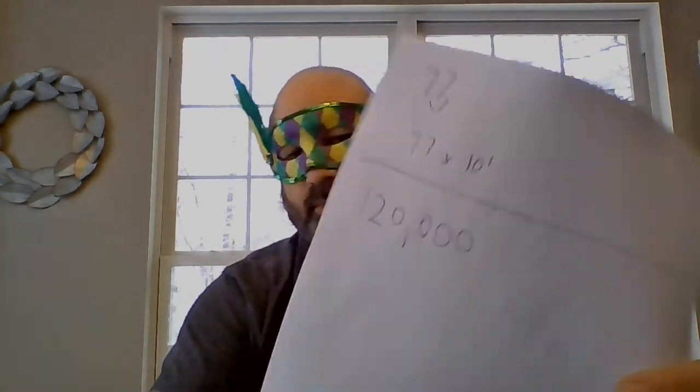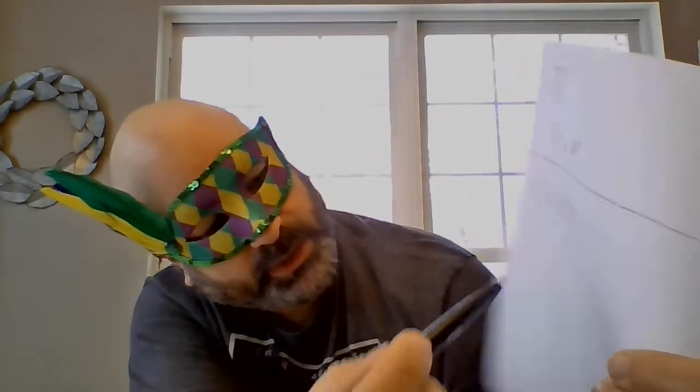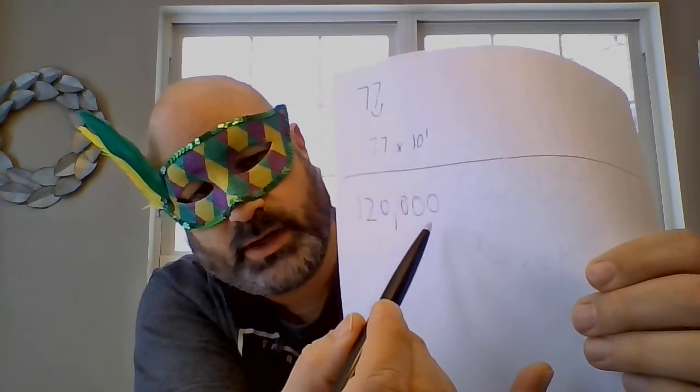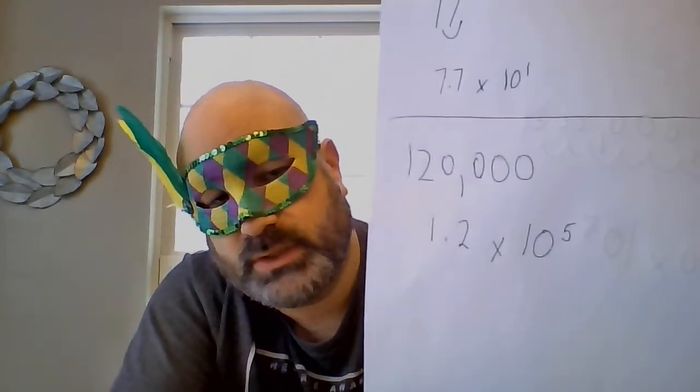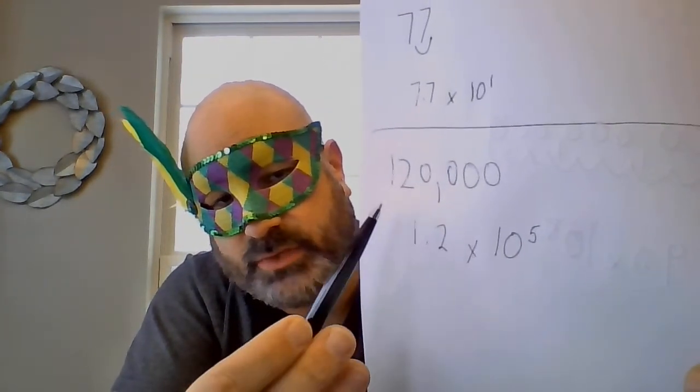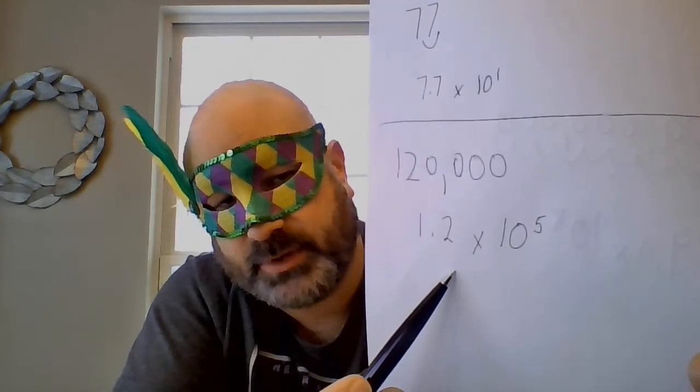So we'll move again on the second one. So you actually have 120,000. And that's a big number. So we want to move the decimal point from here 1, 2, 3, 4, 5 places. So 120,000 becomes 1.2, and every answer is going to have times 10 to the something. And we moved it 5 times, so that becomes 1.2 times 10 to the 5th.